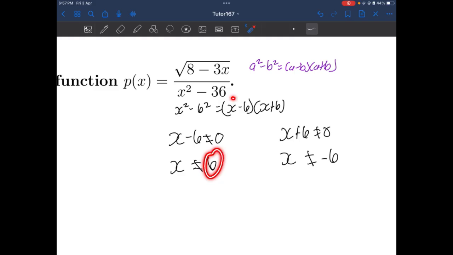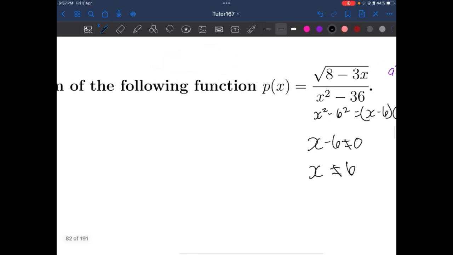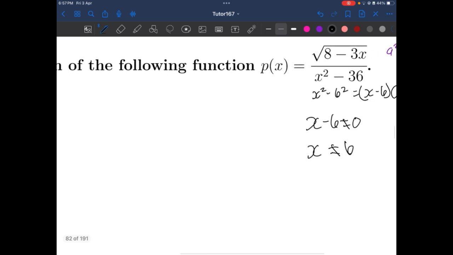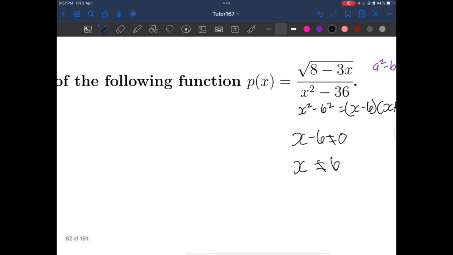If you substitute 6 here, this becomes 0, and 0 times 0 is 0, and then our denominator will be 0. And that would give us an error, because the denominator cannot be 0. Okay? But we have a square root function too. So we have to deal with that, because we also don't want our expression inside the square root to be a negative number, because that is also going to give us an error. Because the square root of a negative number gives you an unreal number.